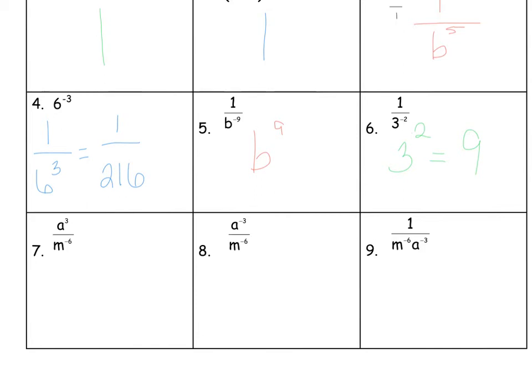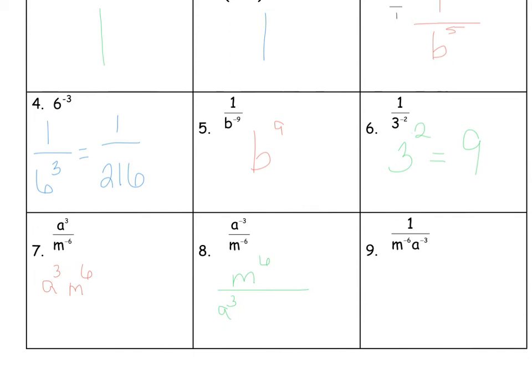For number 7, we note that a to the third is already positive, so there's nothing more to do with it. m to the negative 6th is in the denominator. We want to make it positive, so we bring it up to the top and we get m to the 6th. For the second one, we have a to the negative third, m to the negative 6th. Well, when a to the negative third was on top, it was negative, so we need to bring it to the bottom and it becomes positive. But for m to the negative 6th, we need it up top and it becomes positive, so it becomes m to the 6th over a to the third.